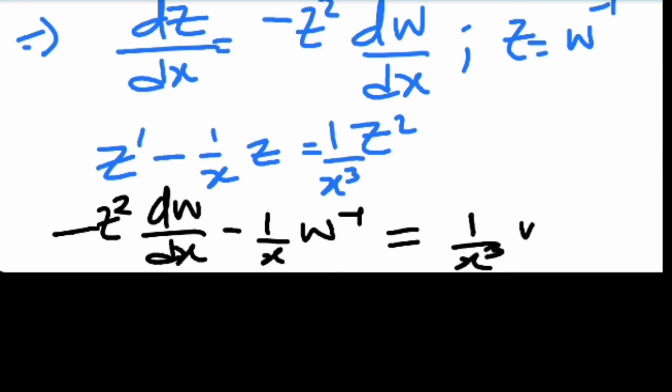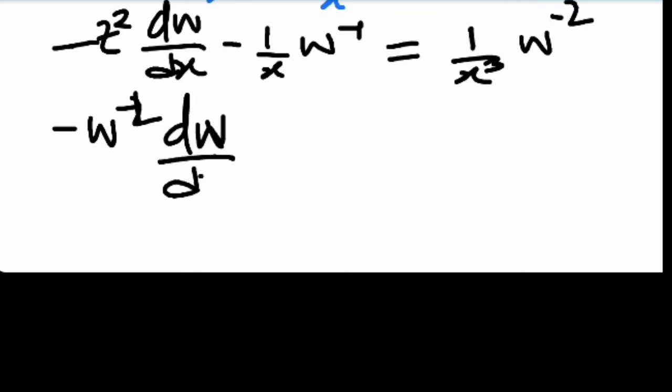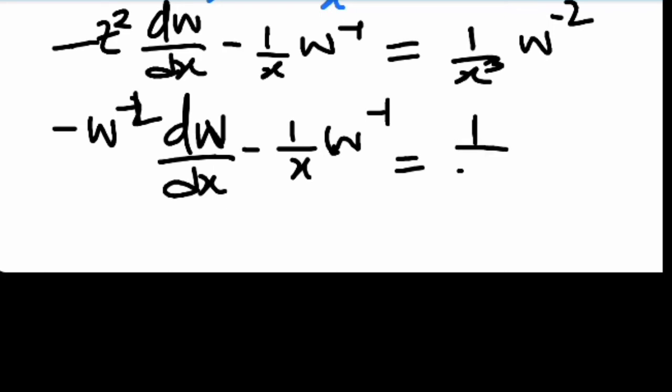My z is what? w inverse. I'm going to square it. I quickly have w raised to power minus 2. We are still seeing z, and z is w inverse. So we have minus w inverse squared, that's raised to power minus 2, dw by dx minus 1 over x w inverse is equal to 1 over x cubed w raised to power minus 2.